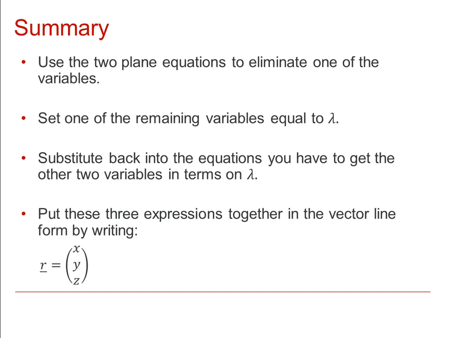So in summary, the steps are as follows. We use the two equations that we've got for the plane to eliminate one of the variables. We can then choose either of the variables that remain and make it equal to lambda, which then gives us three equations, one for x, one for y, and one for z in terms of lambda. And then all we need to do is to write r is equal to x, y, z, so that will then be equal to a known point plus lambda times direction vector.